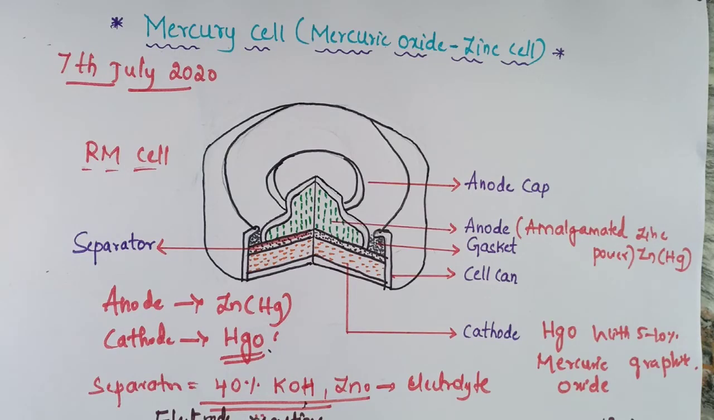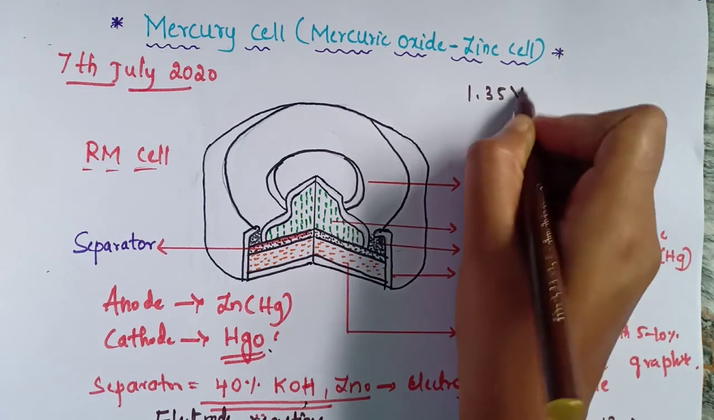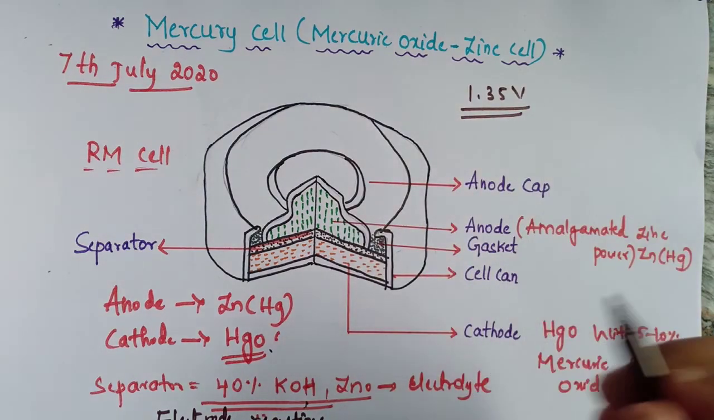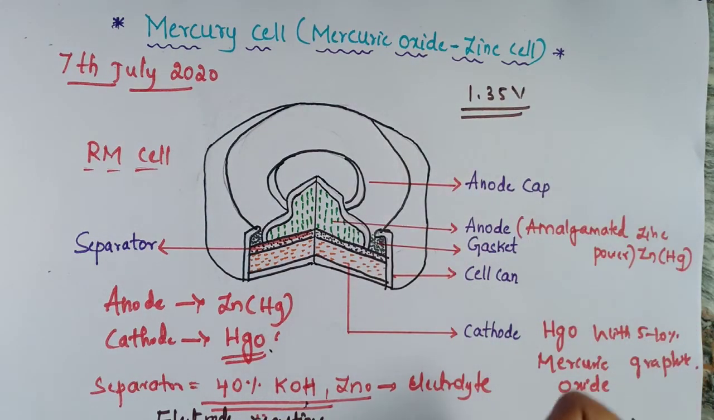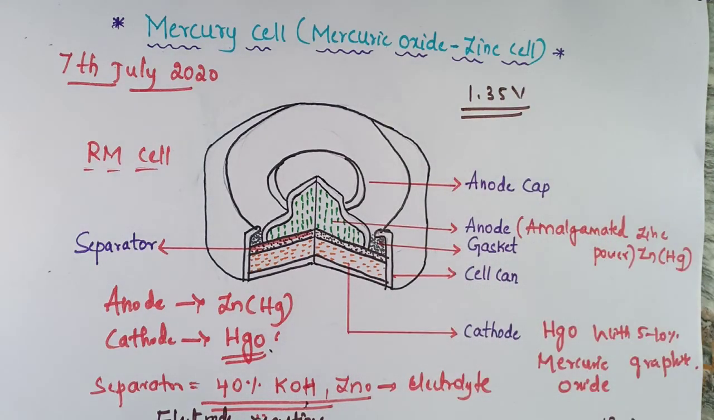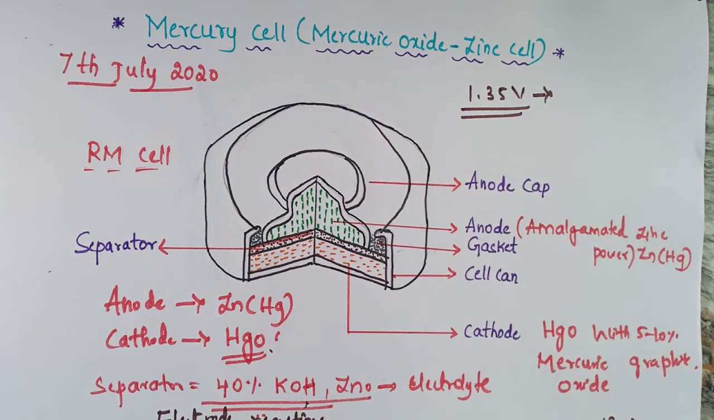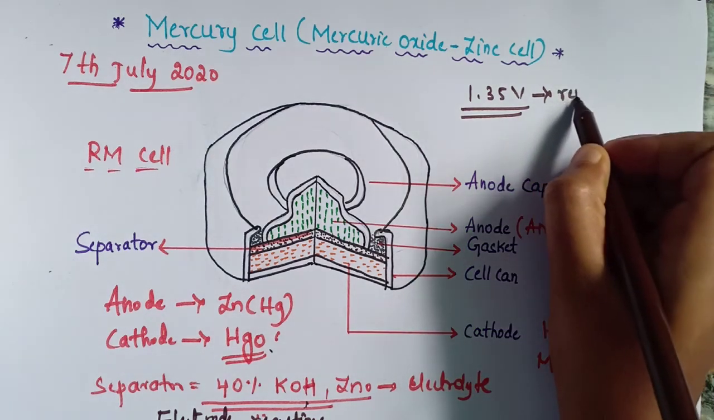Another important point is that the open circuit voltage of this mercuric oxide zinc cell is 1.35 volts, and it remains constant during its life. We have seen that in the dry cell it does not remain constant, but here this 1.35 volt will remain constant during its life. Why?